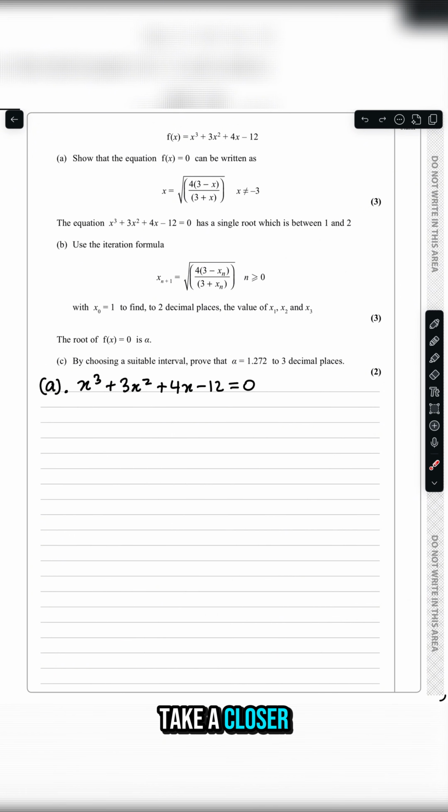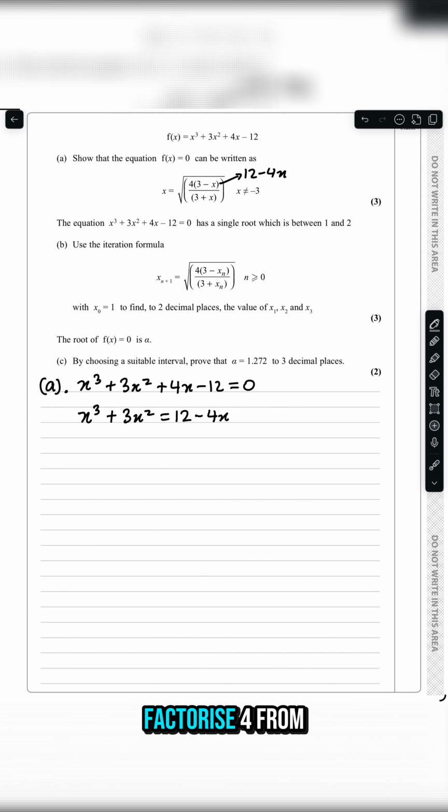If you take a closer look at the equation for x, you will notice that in the numerator, in the square root, we have 4 multiplied by 3 minus x. So when we expand the bracket, we have 12 minus 4x. What we need to do is move the last two terms in the equation of f of x equals 0 onto the right hand side of the equation.